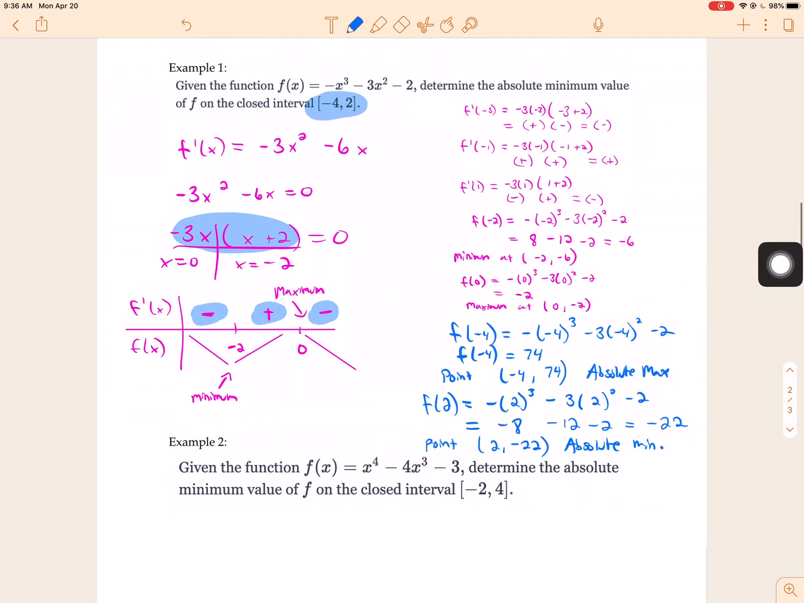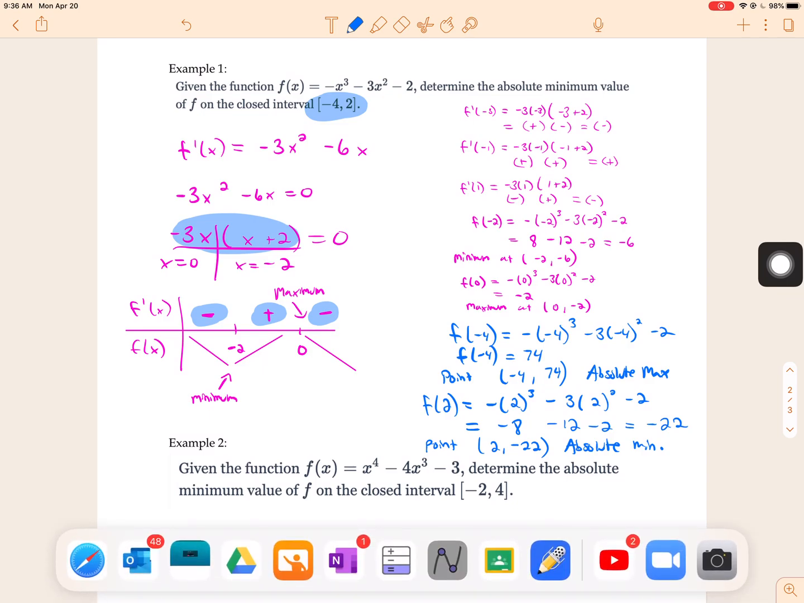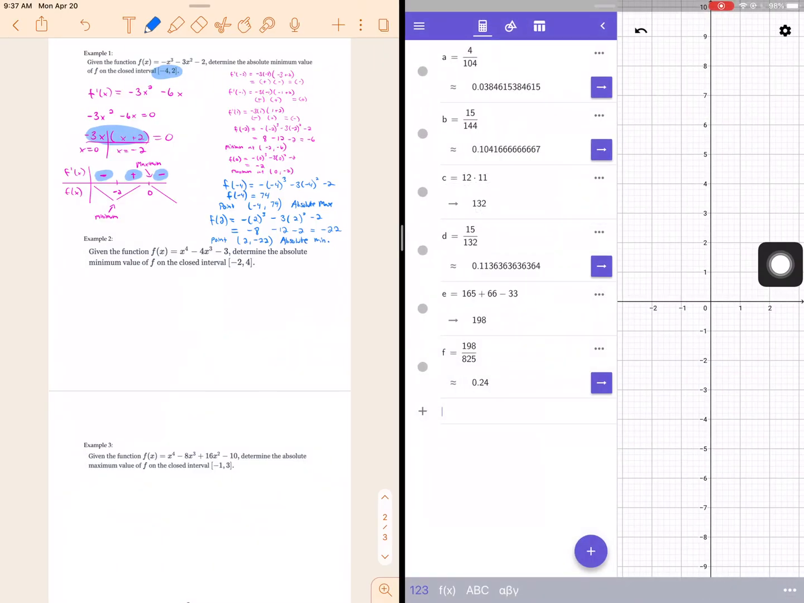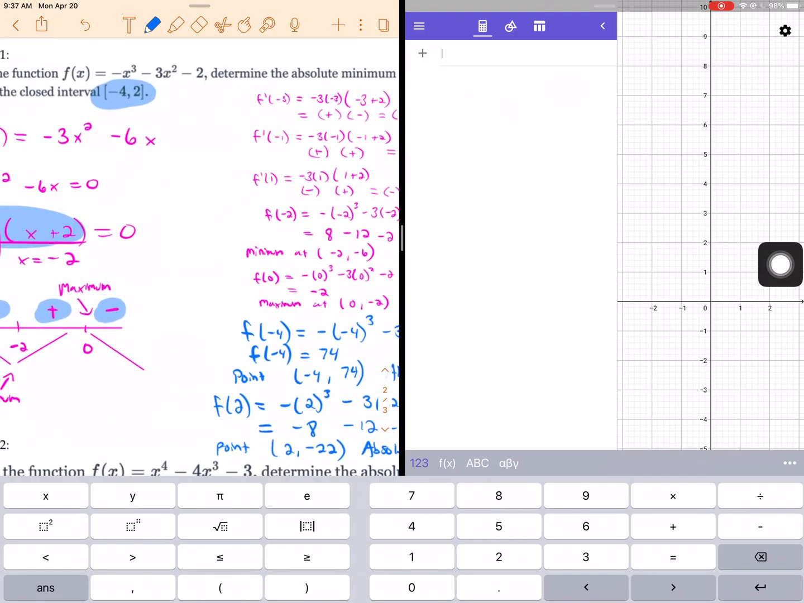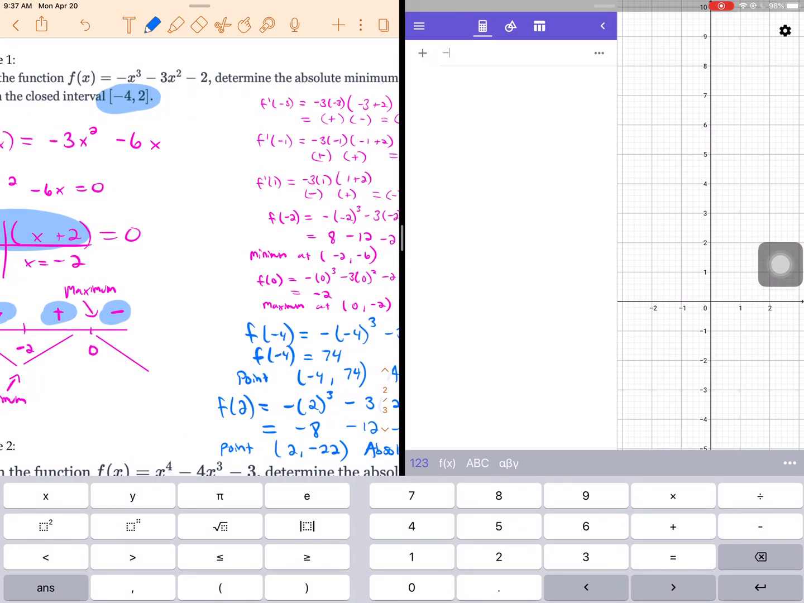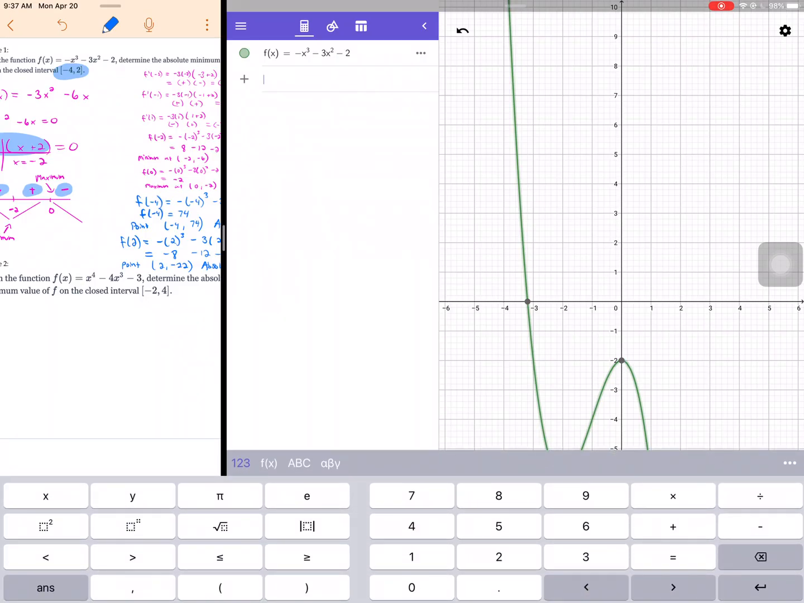Okay, let's look at this graph. You could always look at the graph after and kind of see what's going on. So I'm going to graph this. Negative x cubed minus 3x squared minus 2. All right? And remember, we're only looking between negative 4 and 2. I think I could even do this. Negative 4 less than or equal to x less than or equal to 2. Enter.